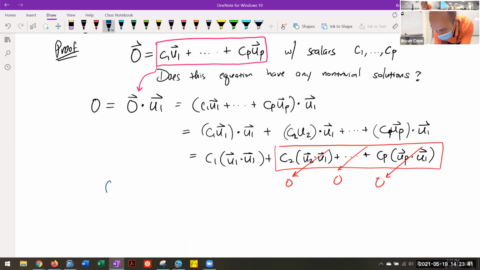Let's clean all this garbage up so we can work from here. So why not the first one? Why is the first one not 0? Because U1 dot U1 is not 0 because this is the length squared. And U1 is not a 0 vector, so it has some length. Okay, so here's what we've done. We started with 0 equals this, and we boiled all the way down to just really it equals that. So we're saying 0 equals C1 times U1 dot U1.